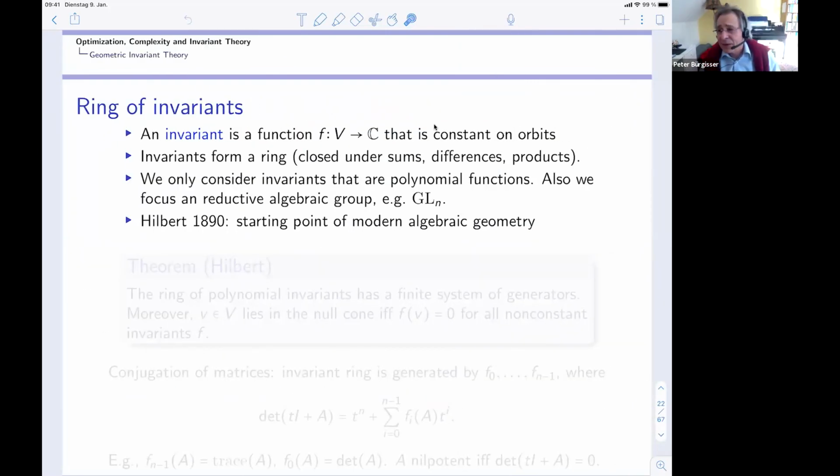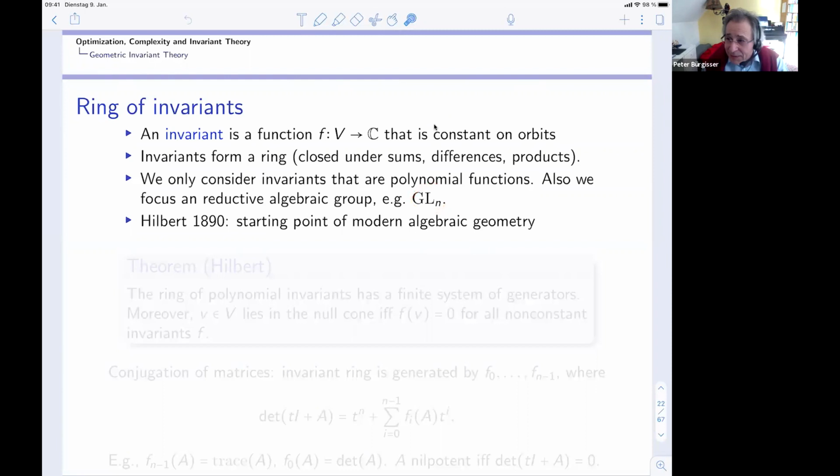More about invariant theory. So what are invariants at all? An invariant is a function defined on my vector space, taking complex values, that is constant on orbits, invariant under the group action. Clearly these invariants form a ring: the sum of invariants is again one, the product, the difference, etc. I will focus on invariants that are polynomial functions. Also, let's assume now that our group is reductive, and whatever this means, think of GL_n. What I'm going to tell you doesn't work for all groups, but for many, many groups.